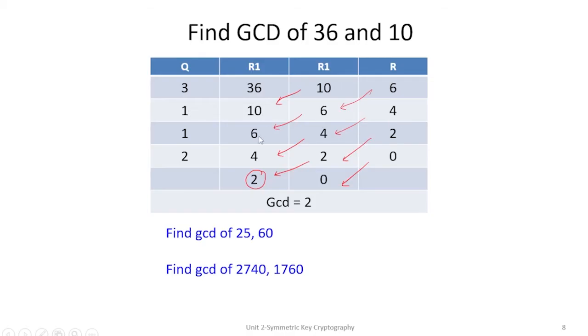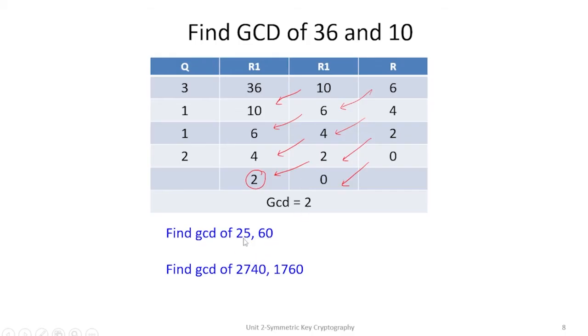Again, the R2 value is copied to R1 and the remainder is copied to R2. So 6 and 4: quotient 1, remainder 2. Once again, R2 is copied to R1 and the remainder to R2. So the quotient is 2 and the remainder is 0. Then once again we copy the R2 value to R1 and the remainder to R2. When the R2 value is 0, we have GCD of 2 comma 0, which is applied as rule 1. So the answer is 2.